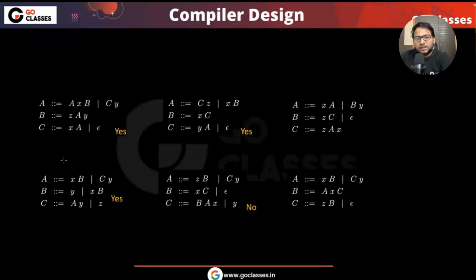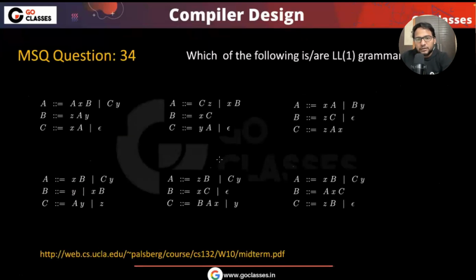Let me see if the answers are given. Four of the answers are given. These 2 answers are not given. So let's suppose this is A, this is B, this is C, this is D, this is E, this is F. So you just try them out and let me know what the answers are.